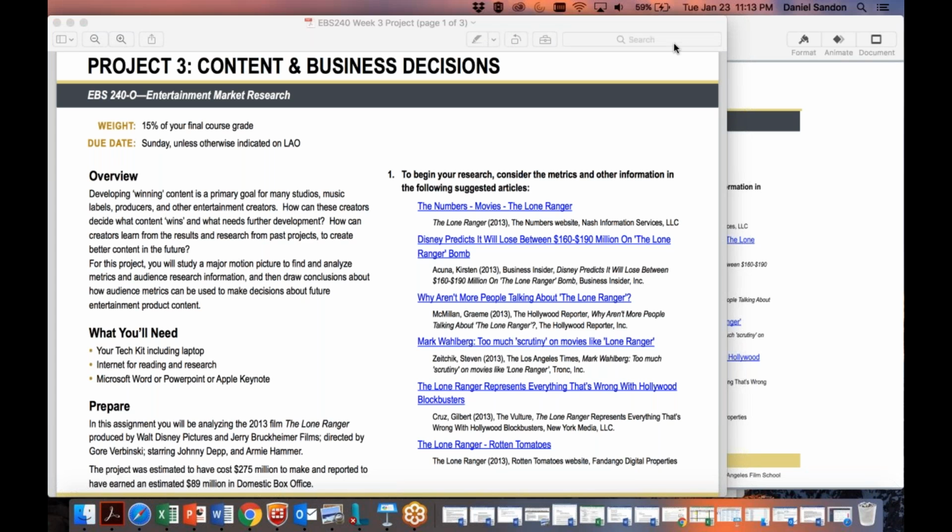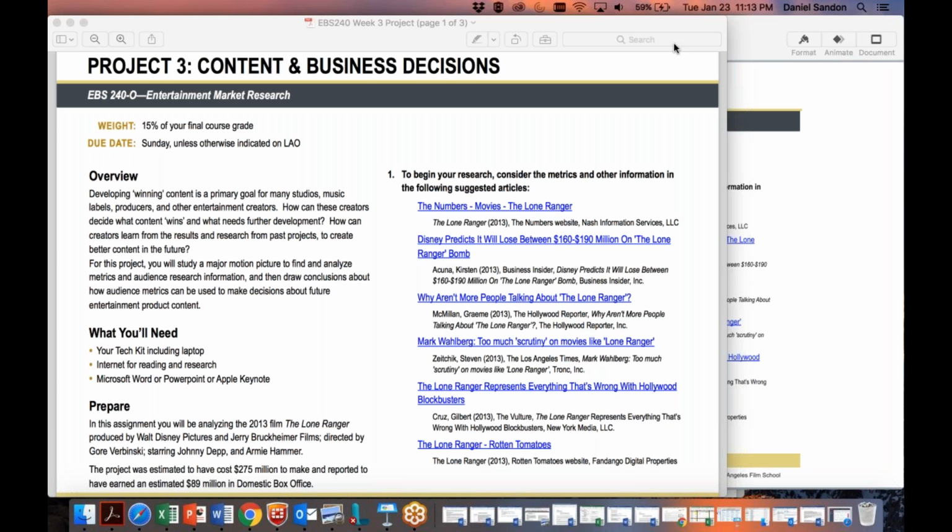Okay, and we've given you 6 articles here to start your research. This is not the end of your research. This shouldn't be all your research. You should do research beyond these, but this is a good start for you to understand some of the numbers behind the Lone Ranger movie and some of the issues around the making of that movie. Okay, the making and probably marketing of that movie.